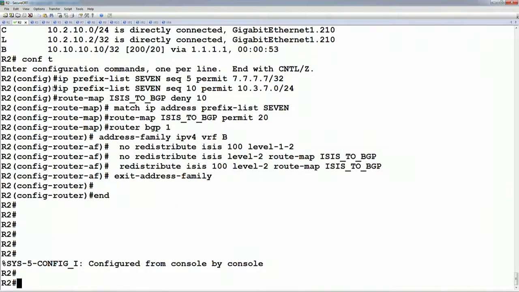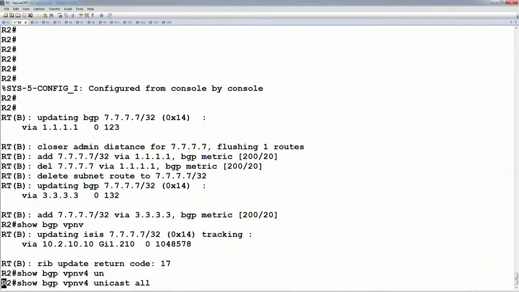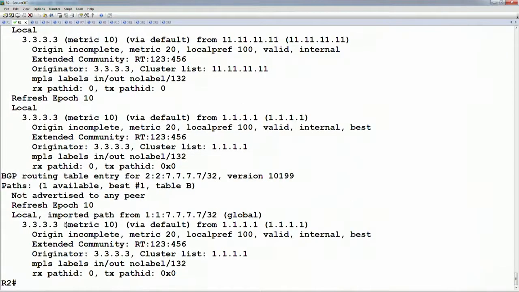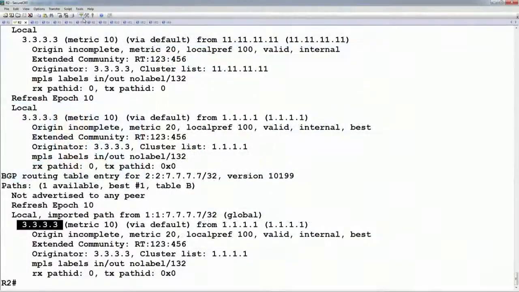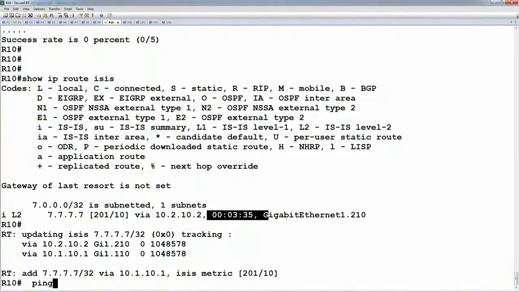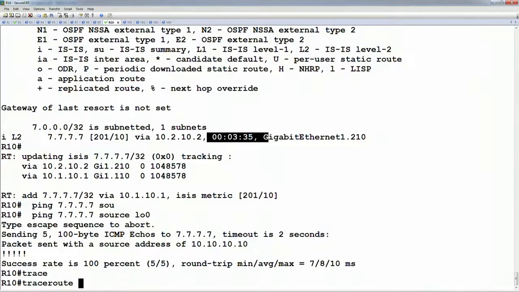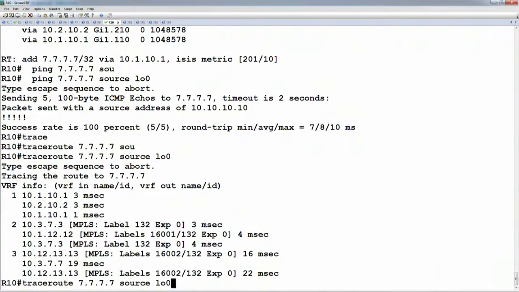So now let's say from router 2's point of view, if we show BGP VPNv4 unicast for all 7.7.7.7, it says the best path is where? Best path is via 3.3.3.3. So that fixed it. So now router 1 is not redistributing from ISIS back into BGP, and the only way that we can reach this particular route is to go through router 3. So now let's say from 10, can we ping 7.7.7.7 from our loopback? Now we can. Let's look at a trace for this, make sure that it's stable. And now in this case, we can now use both exits.